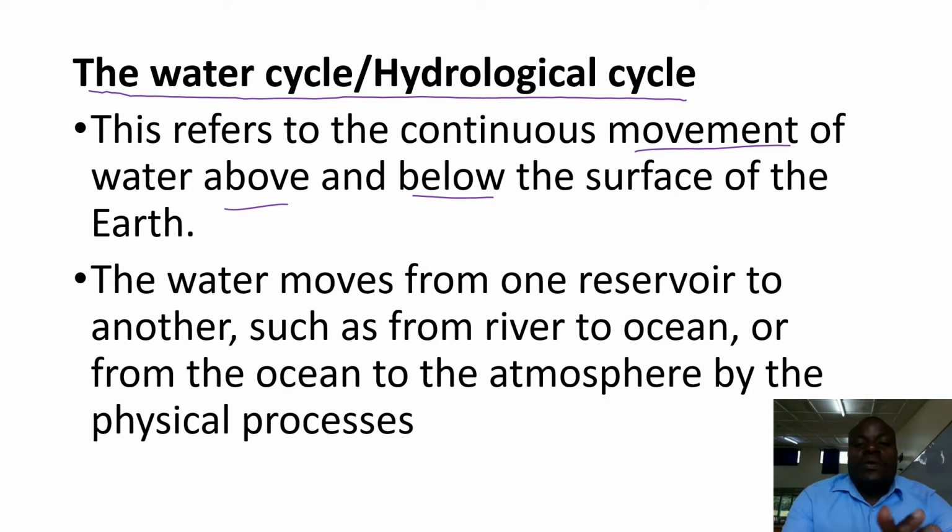So the water moves from one reservoir to another, such as from river to ocean, or from the ocean to the atmosphere, by physical processes. We have a number of processes that make up the water cycle.